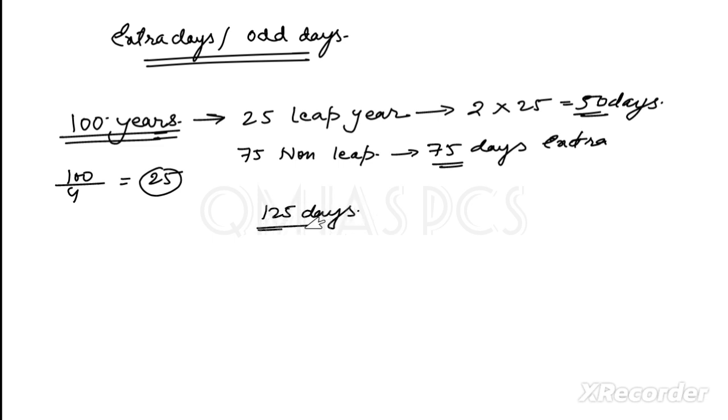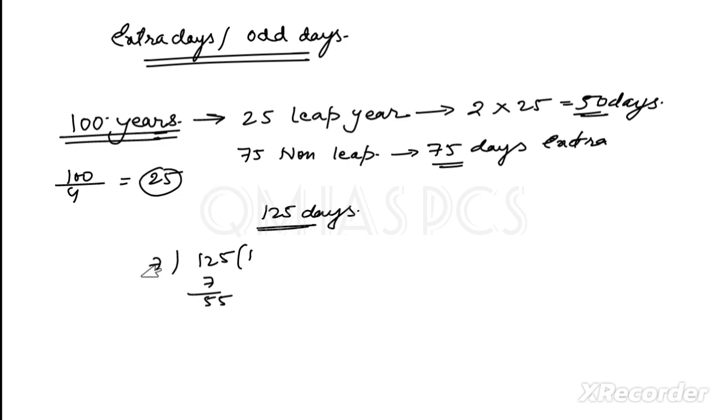And I have told you whatever days we are getting, we can divide by 7. So just divide 125 by 7. Okay, I think one concept I have missed right now. Let me tell you that one first.